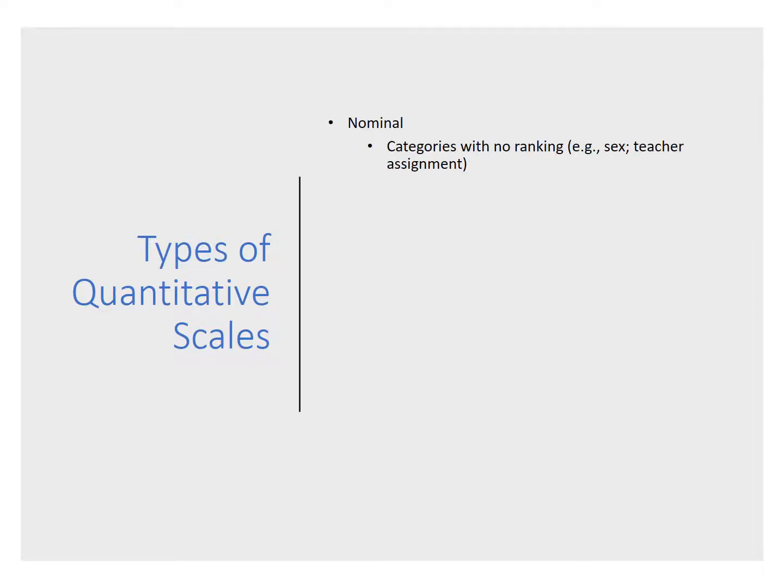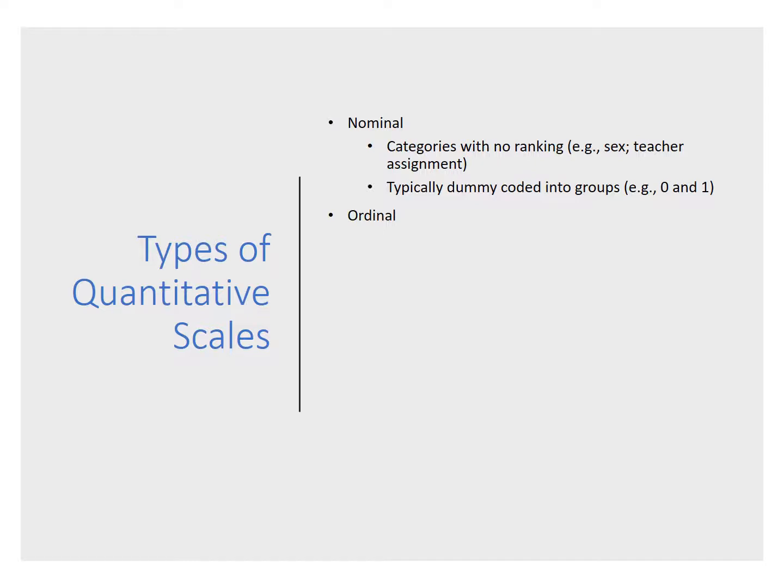The first type is nominal. Remember, these are data that are categories with no ranking. So gender, sex, race, teacher assignment, these are all just groups of people, but one is not better than another, and one is not more or less than another. These are just groups. Typically, we can dummy code them as 0 and 1. So often in an experimental study, 0 would indicate the comparison group and 1 would indicate the group that was receiving the intervention or the treatment.